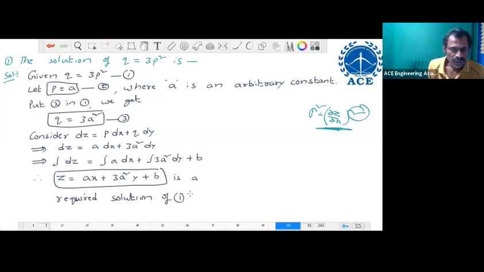It is a shortcut method, not a general method to write the solution of this. General method is lengthy only. That's why we are following the shortcut method. According to the shortcut method, just assume the arbitrary constant a in place of p and we substitute in the given equation. Try to get the q in terms of a and substitute both in the required solution given by this partial derivative. So in place of partial derivative p, we substitute a. In place of partial derivative q, we write the 3a square and we integrate on both sides. This will give the solution.